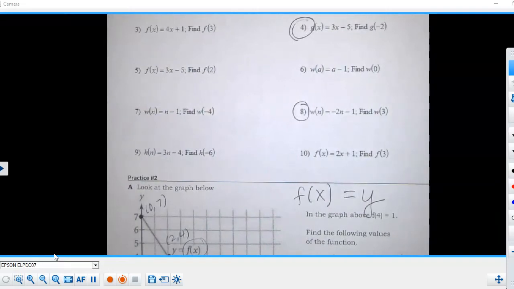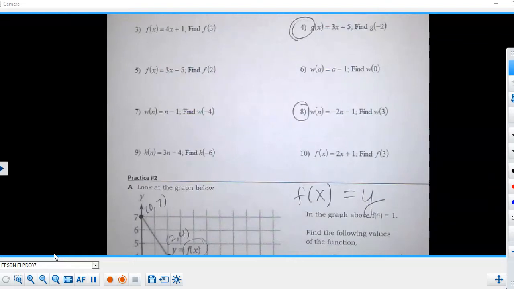If you want to pause the video and do a couple of these, you can. I'm going to do 4 and 8 because they're circled. Then you can try the rest and message me, anybody who wants solutions. So pause the video, grab a couple of them on a piece of paper, and I'm going to do number 4 and number 8. I'm going to have this video be like an hour.